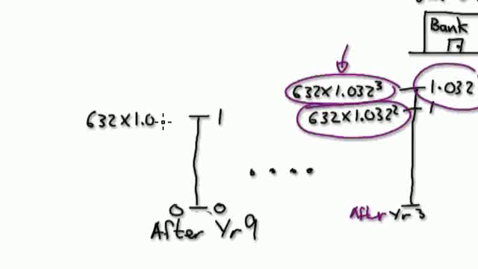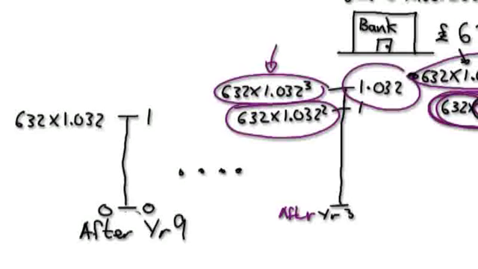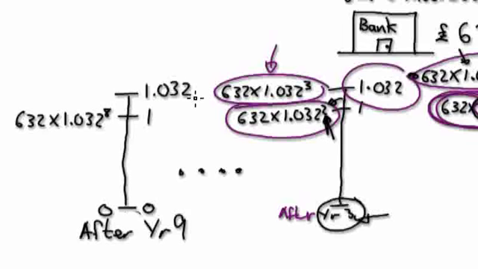Times 1.032. Hang on. If you look at year 3, after year 3, our original is 1.032 to the power of 2 here. Well, after year 9, I'm going to say this is to the power of 8. Now, after year 9, we're going to get another 3.2%. So it's going to be this.